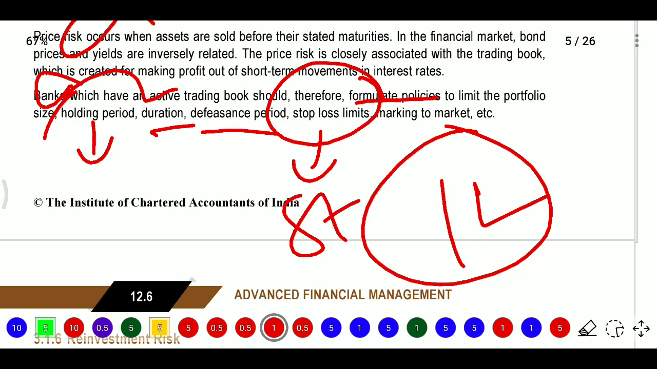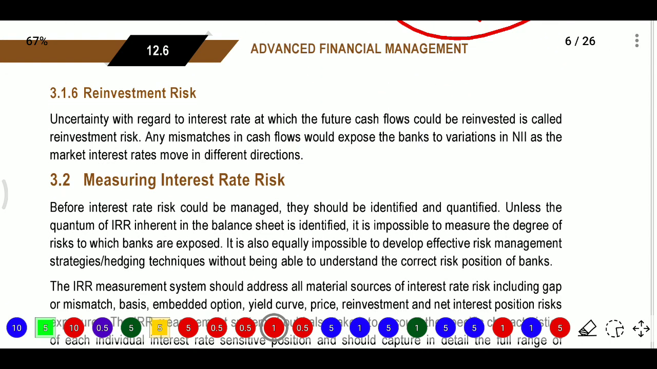For example, the market opens at 9:15 a.m. and ends at 3:30 p.m. If at 3:30 the amount has increased, you need to pay some amount, and the stock exchange will pay whoever gained that amount. So they go with the daily settlement, marking to market. That is the case. And after that, reinvestment risk.